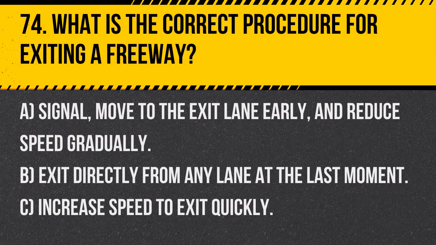Question 74. What is the correct procedure for exiting a freeway? A. Signal, move to the exit lane early and reduce speed gradually. B. Exit directly from any lane at the last moment. C. Increase speed to exit quickly. Answer: A. Signal, move to the exit lane early and reduce speed gradually. Planning and reducing speed safely ensure a smooth exit from the freeway.